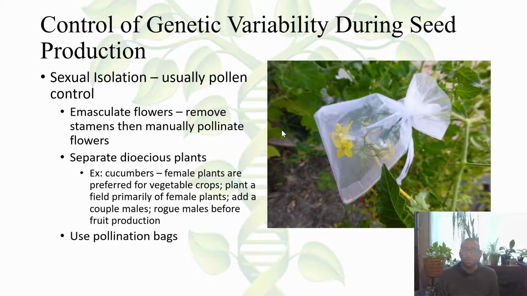As an example, cucumbers, the female plants are preferred for the vegetable crops. So you can plant primarily a field of female plants and then add in a couple males. And then before you get to fruit production, you rogue the males out. So you discard the males. And so it's one way you can use pollen control and control pollination.